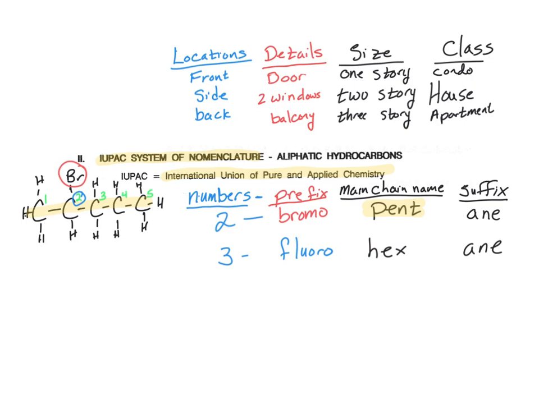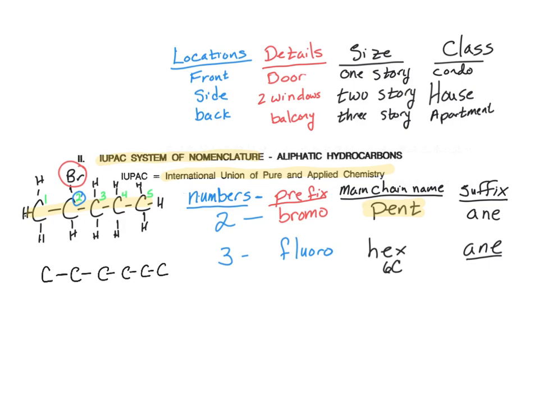We can also go the other direction. Here, I've given you a name, and you should be able to draw what the chemical looks like. Where we start with is also going backwards. We'll start with the ane at the end. That tells us that everything is going to be single bonded. Then we see the part that says hex, the main name, and that tells us that there are 6 carbons in the main chain. All of those should have single bonds between them.